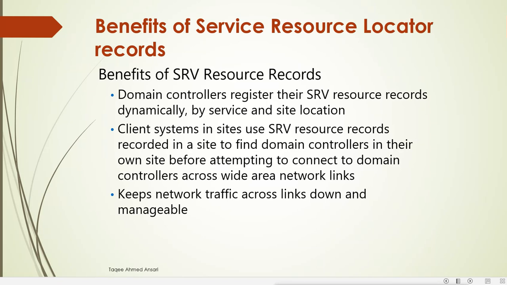Suppose we have different sites in different countries. One country has one site where we have domain controllers and clients, and the other country has another domain controller and clients. Now if a client wants to connect to the domain, it doesn't go to the other site through the wide area network connection. It gets the information about its local site domain controller from the DNS servers, these SRV records. This keeps the network traffic across the link down and manageable.